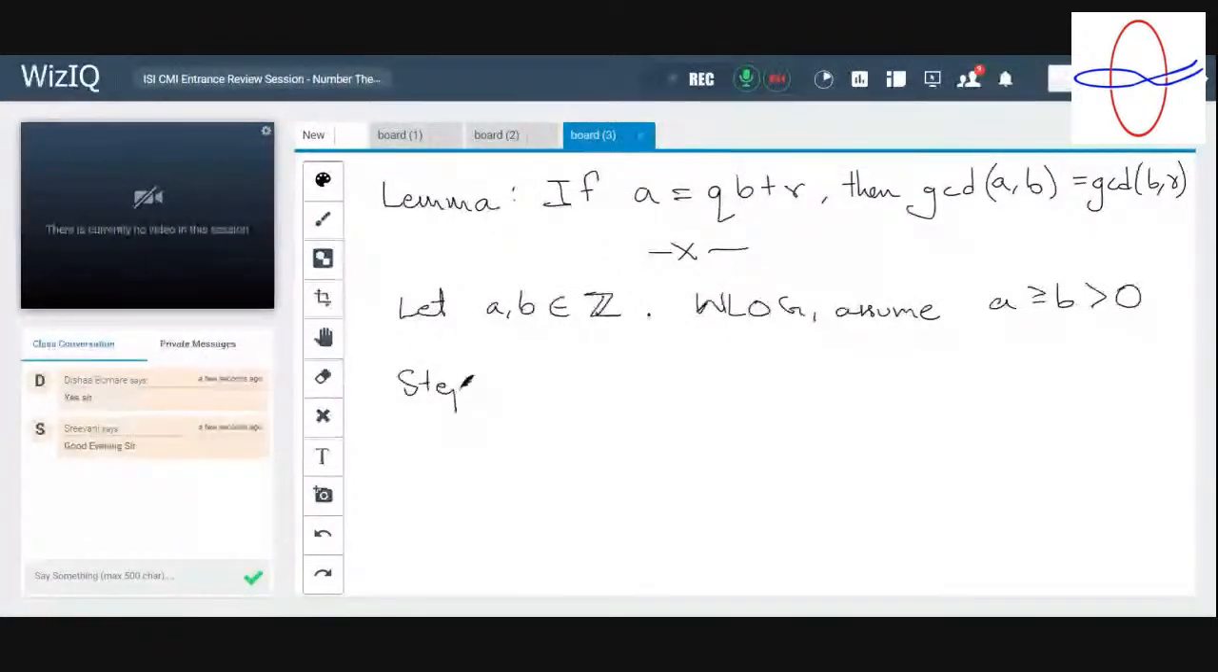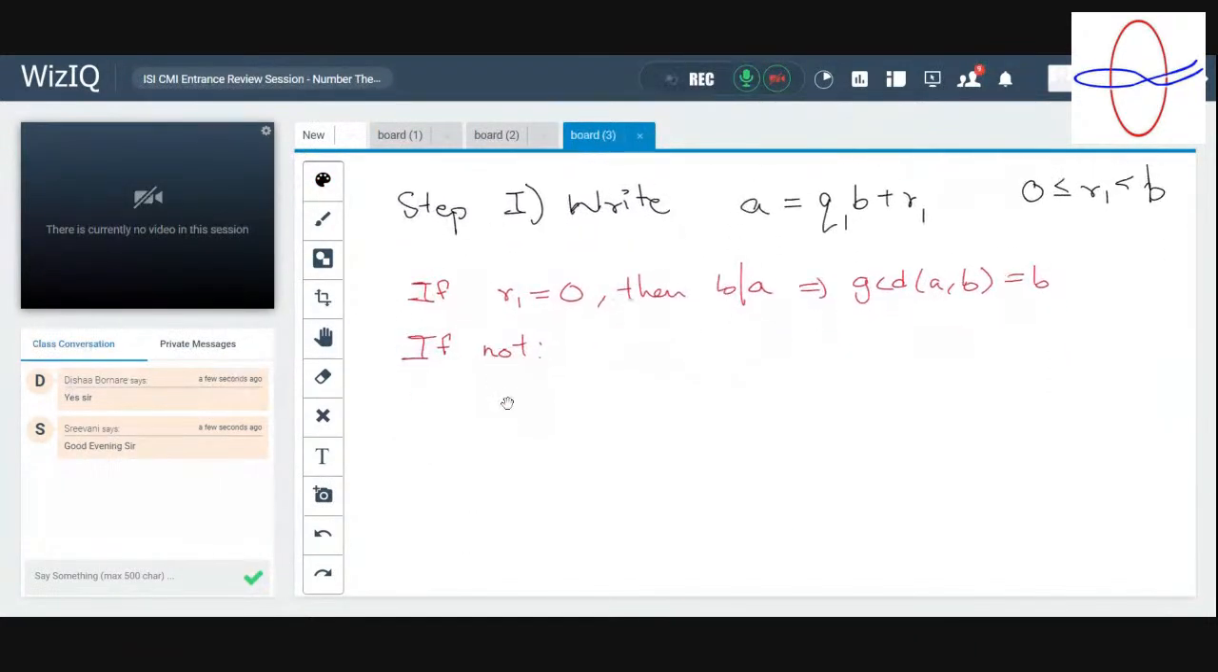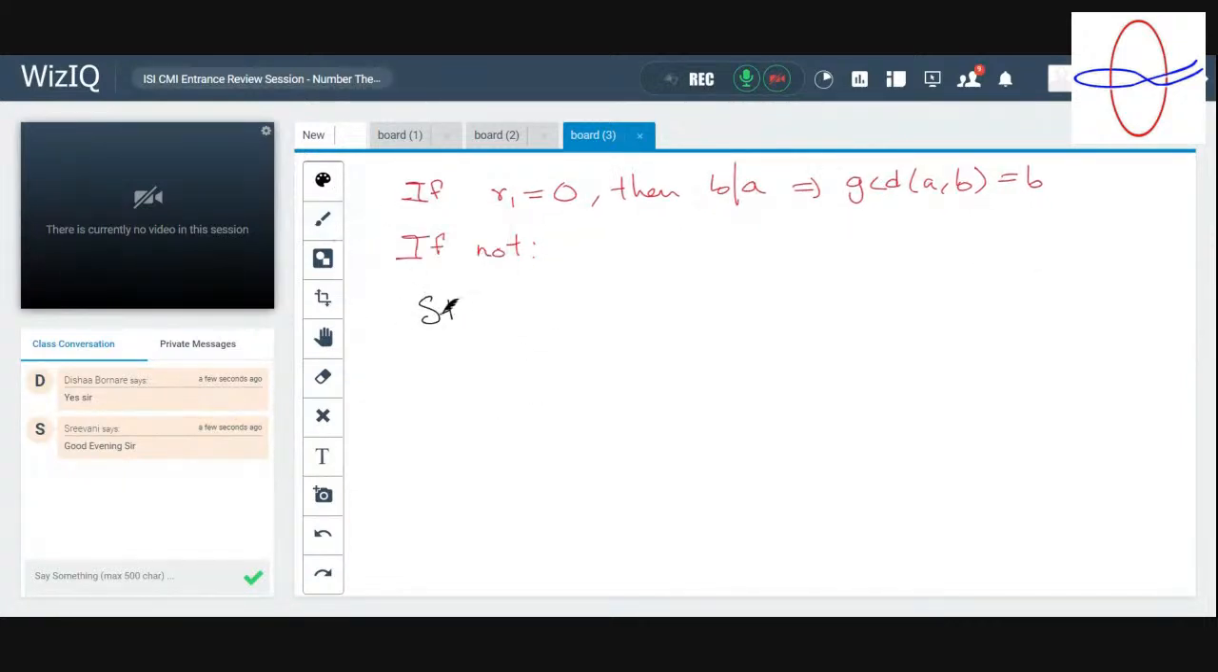So step one, you write that A can be written as some Q1 B plus R1, where of course 0 is less than or equal to R1, which is strictly less than B. Now at this stage, if you have that R1 is equal to 0, then you immediately see that this means B divides A, and therefore their GCD is B. Fine. If not, you move on to step 2.